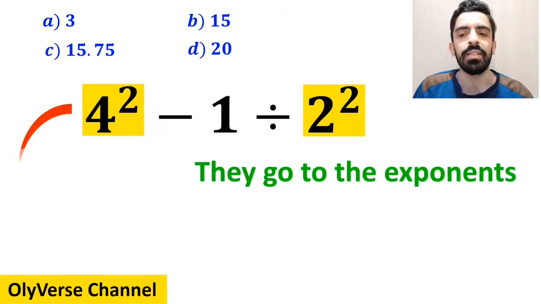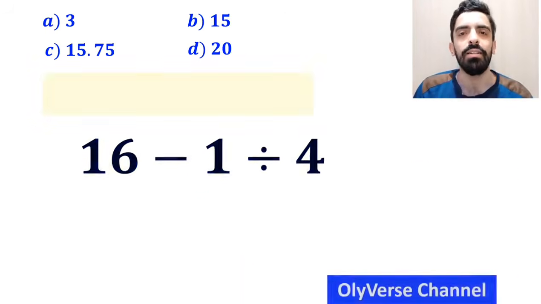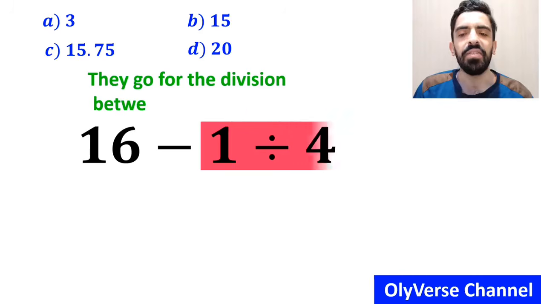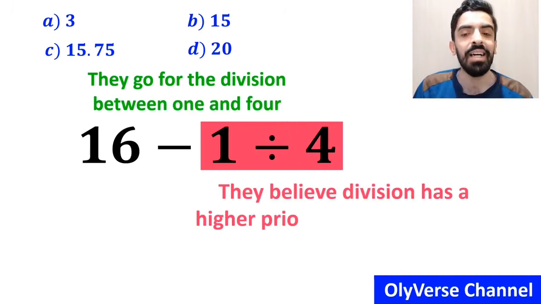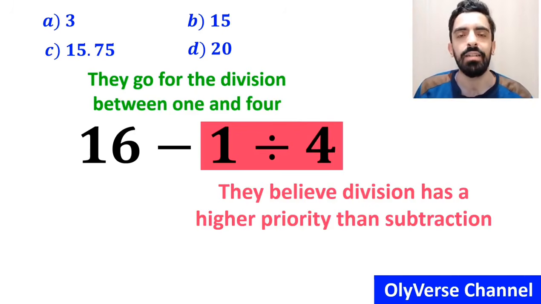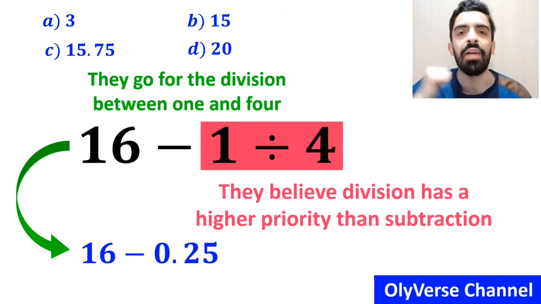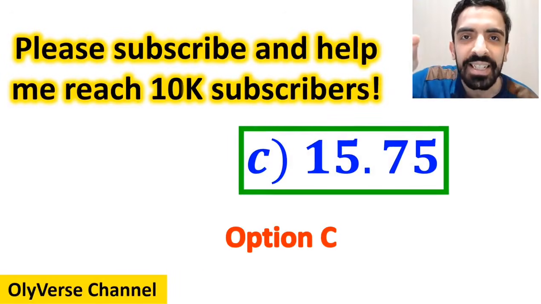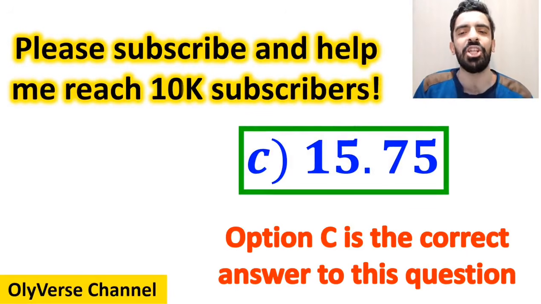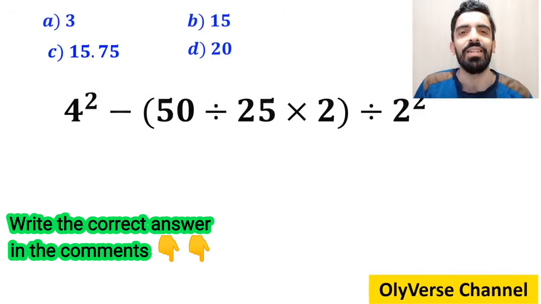Then, they go to the exponents and simplify this expression to 16 minus 1 divided by 4. And the final step, they go for the division between 1 and 4 because they believe division has a higher priority than subtraction. So, they rewrite this expression as 16 minus 0.25, which finally gives them the answer 15.75. Then, they quickly say that option C is the correct answer to this question. However, this answer is absolutely wrong.